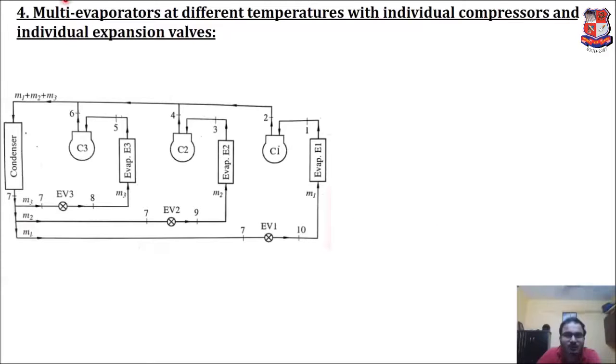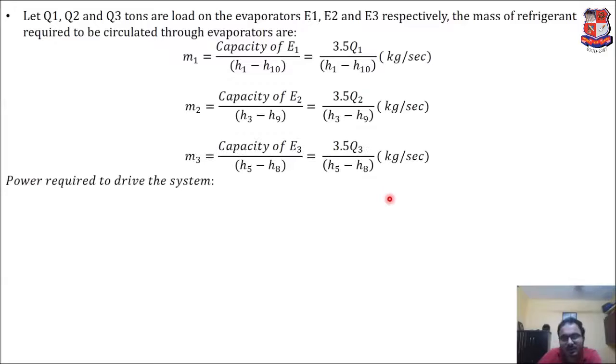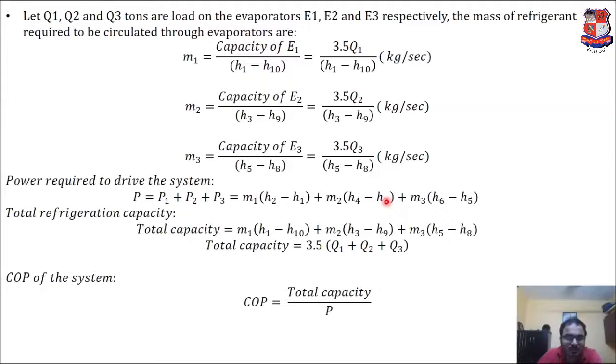And our last topic was multiple evaporators at different temperatures with individual compressors and individual expansion valves. And here, this is the p-h diagram for that. Here we have separate compressors. That's why we have these three inclined lines. And then these are the relevant formulas.